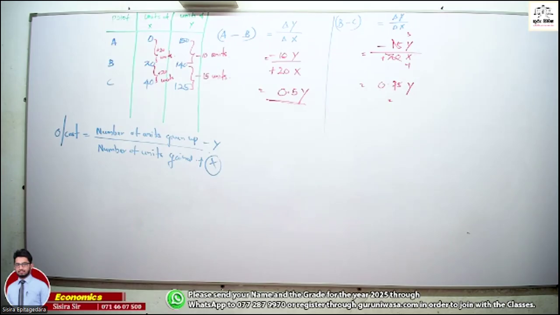Now look, from A to B, to produce an additional 20 X, Y must give up 10. From B to C, again for the same 20 units, the economy increases X production by 20 units. When increasing X production by 20 units, now 10 units are not enough. The economy has to give up 15 units. Sandil, is that clear?